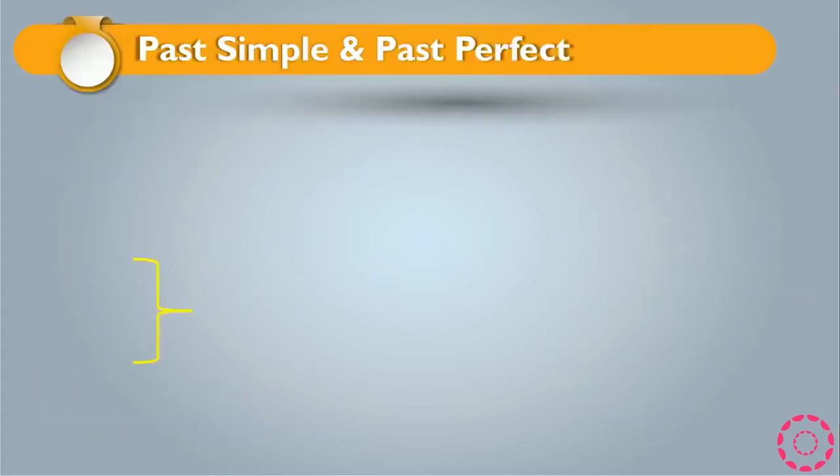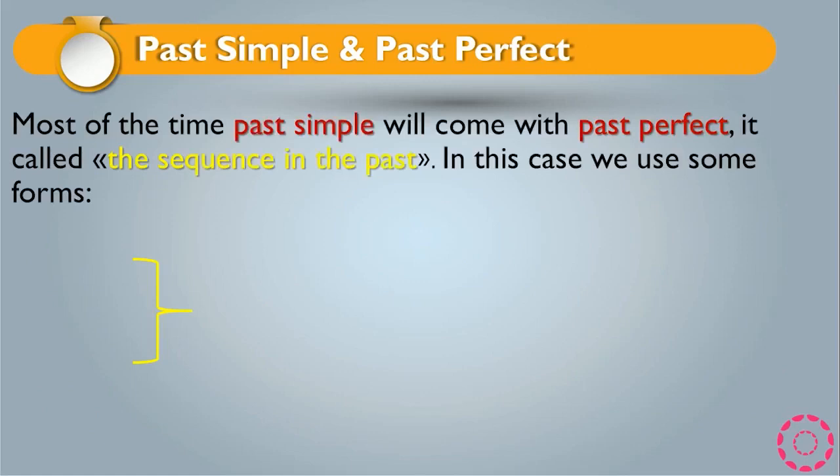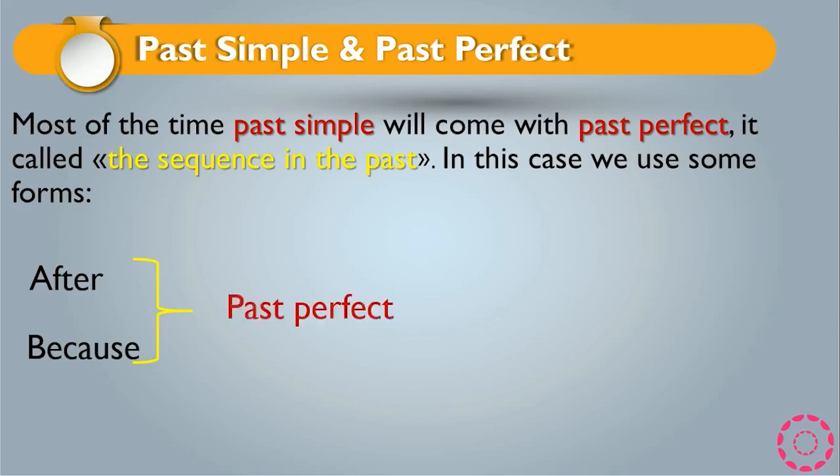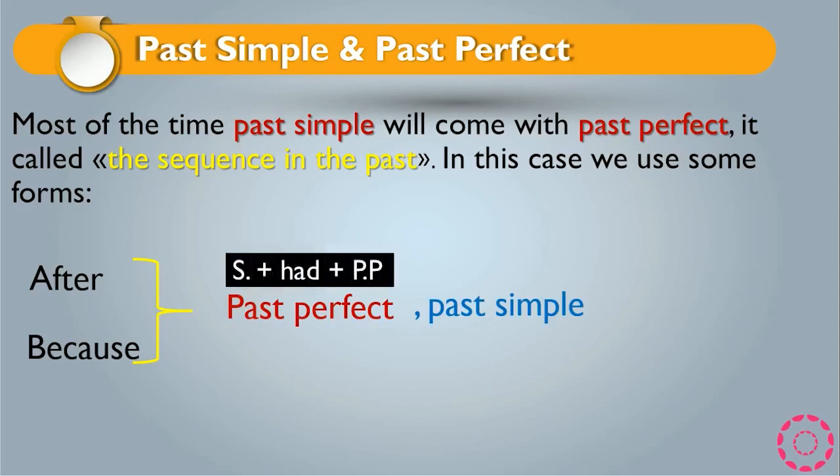Now we have past simple and past perfect together. Most of the time, past simple will come with the past perfect. It's called the sequence in the past. In this case, we use some forms. We have after and because. After and because, we use past perfect, comma, past simple. This is the rule of when we use past simple and past perfect together.